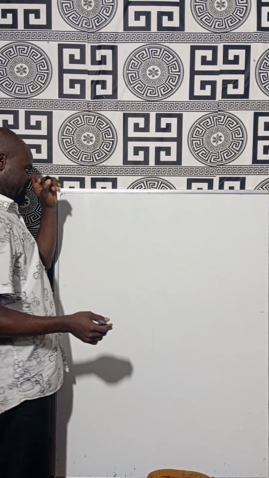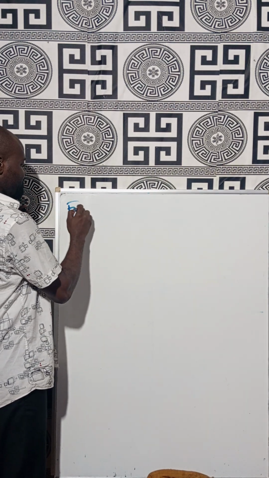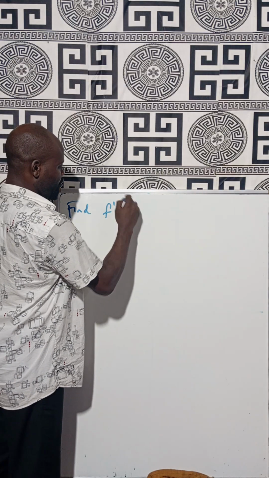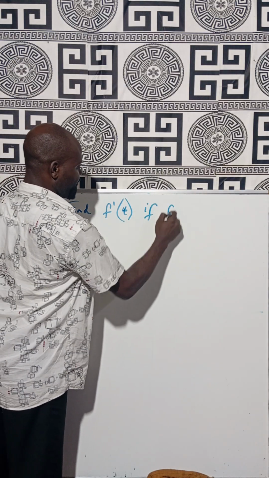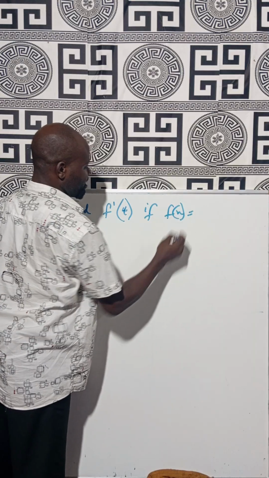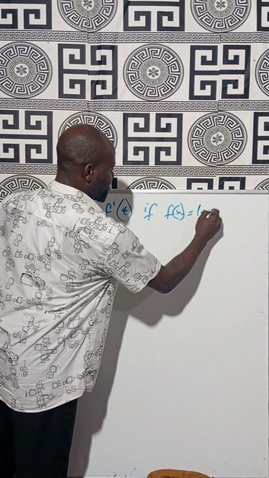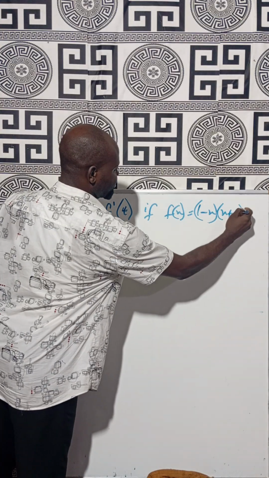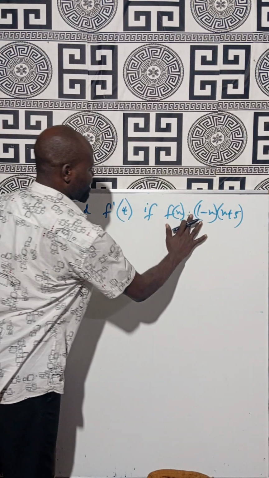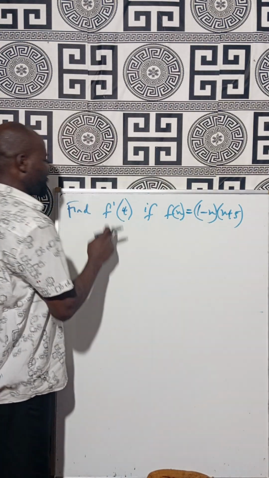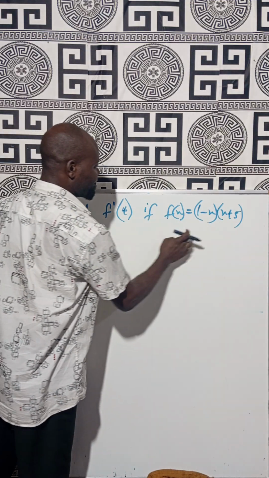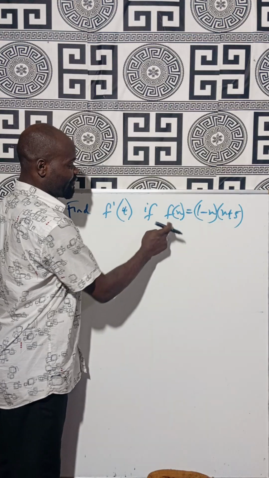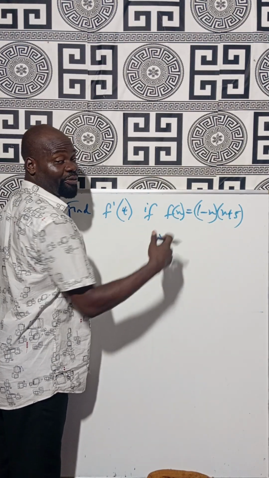Let's look at this. Find f prime of 4 if f of x is equal to (1 minus x)(x plus 5). It's very simple and easy. This f of x is still the same thing as y, so don't be confused.